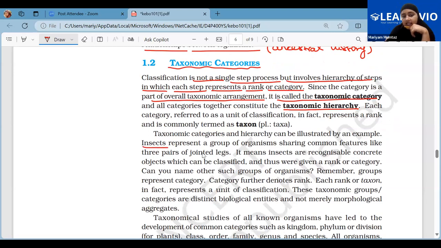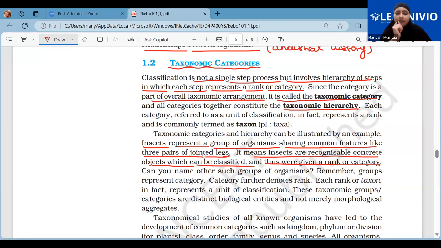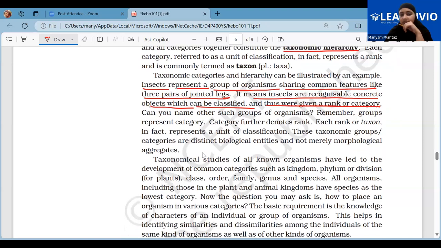For example, insects represent a group of organisms sharing common features like three pairs of jointed legs. It means insects are recognizable concrete objects which can be classified and thus were given a rank or a category. Meaning, if you compare an insect with a dog, you can easily distinguish them. Insects have three pairs of legs, meaning six legs. But dogs have two pairs, isn't it? Two forelimbs, two hind limbs. So you can distinguish them. So the dog will be kept in a different category, and insects will be kept in a different category. So this category is the taxa that we referred to earlier. This is what the taxa is. Clear? Any doubts up till now?